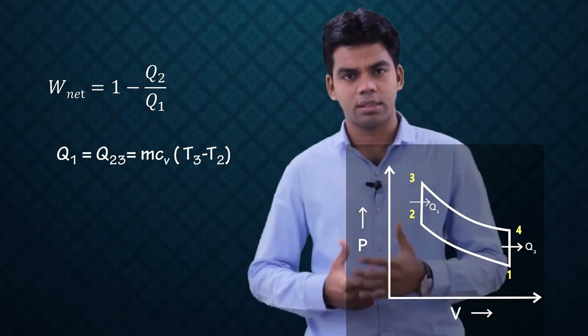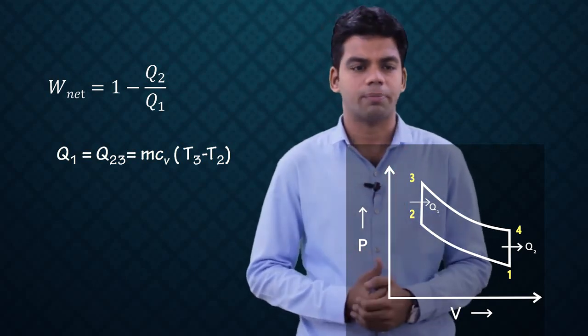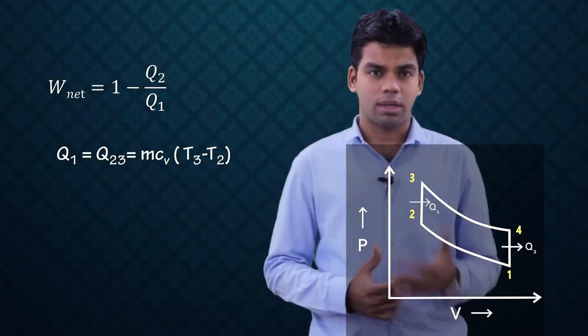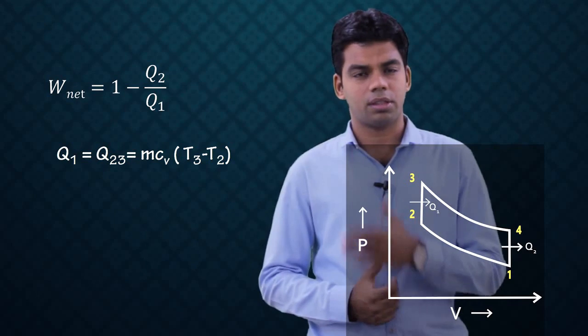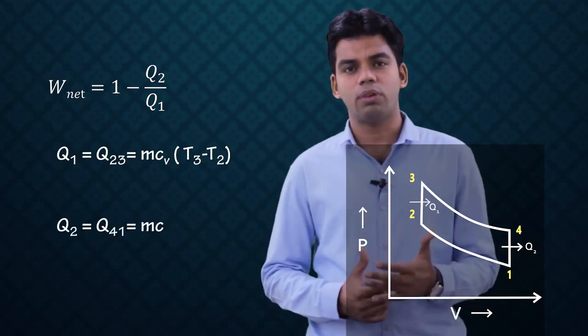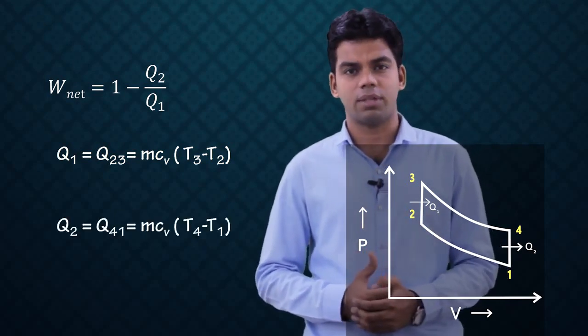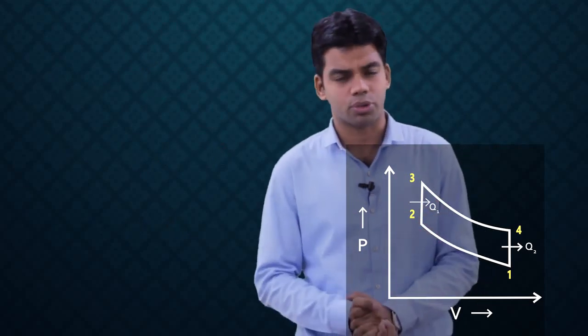Heat addition is at process 2-3. Now similarly, heat rejection is in process 4-1. So this Q2 will be equal to mCv into T4 minus T1, since this is again a constant volume process.